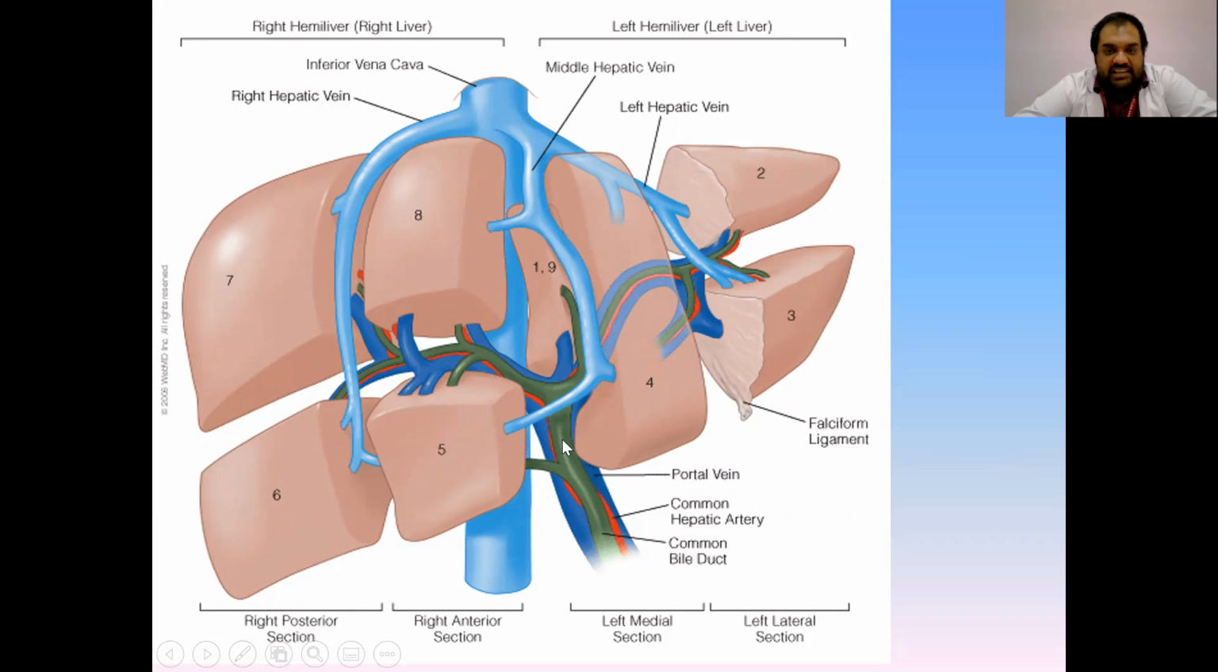And we can see the biliary tree. You see the common bile duct, common hepatic artery, portal vein. And these three, they form the porta hepatis. And we can see the falciform ligament also in this section.